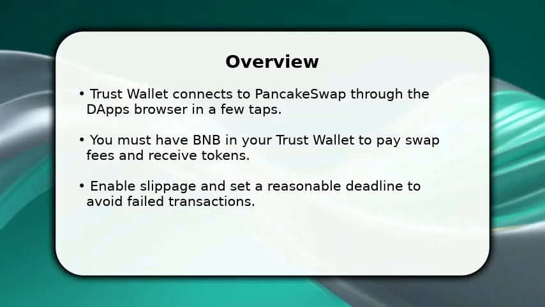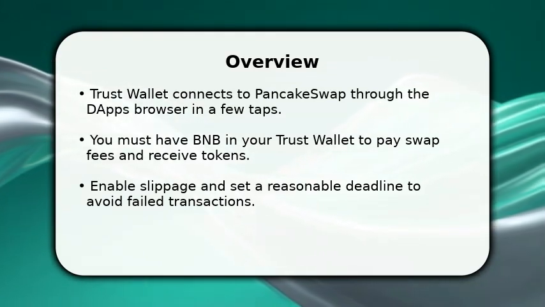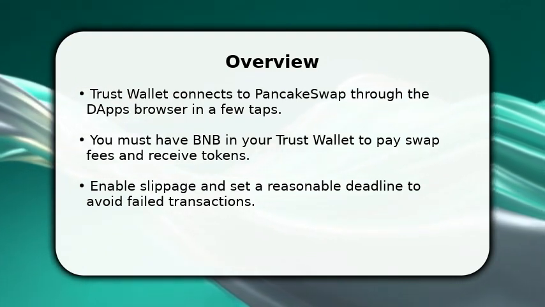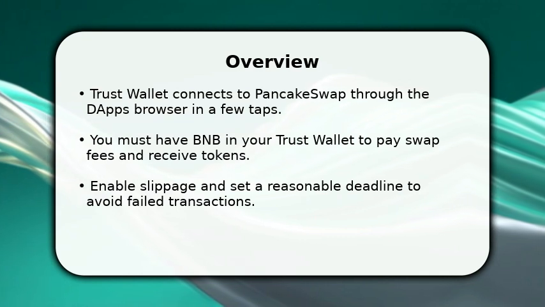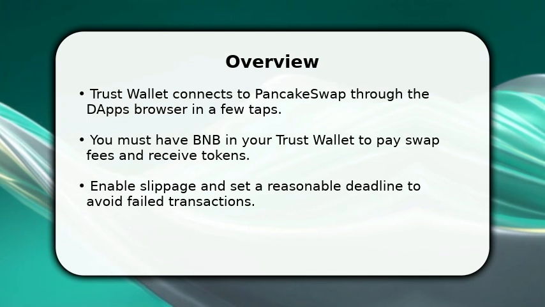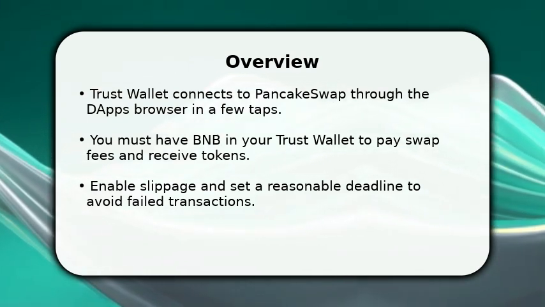In this video, I will show how to buy coins on Trust Wallet Pancakeswap. First, open Trust Wallet and tap DApps, then select Pancakeswap. Connect your wallet, choose BNB as the input token, and paste the token contract address. Enter the amount, adjust slippage and deadline, then confirm the swap in wallet.